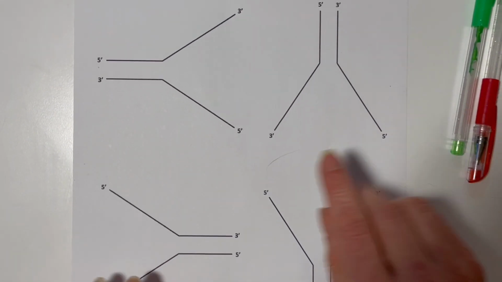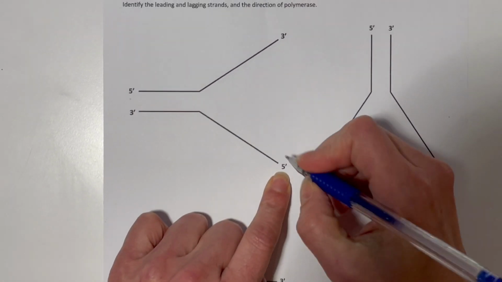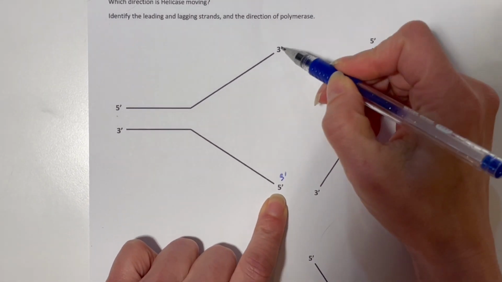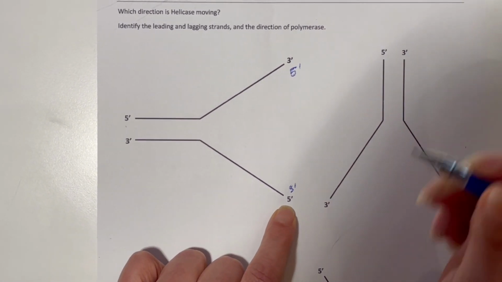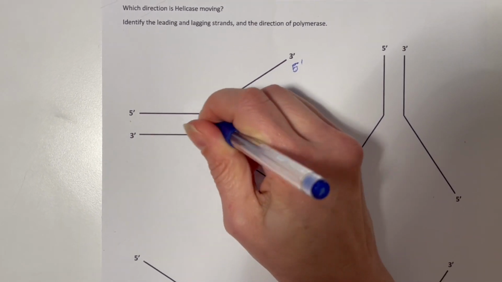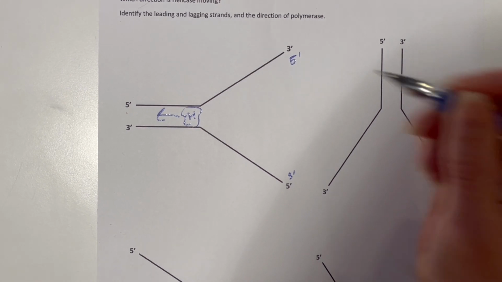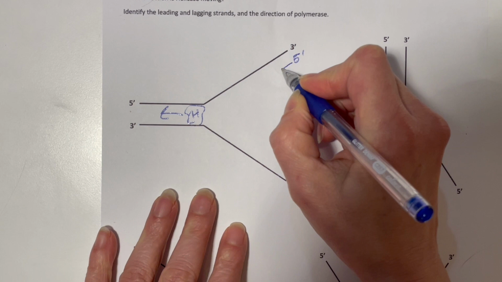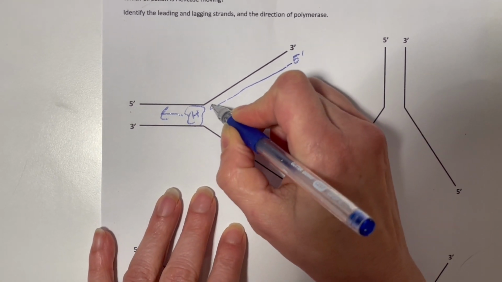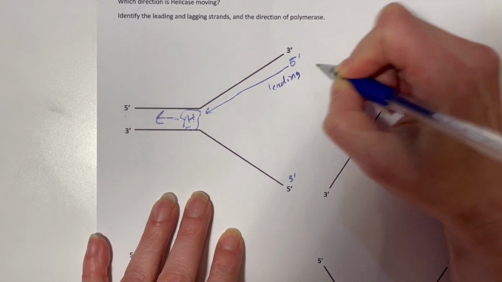So now I'm going to go over how to do the replication fork practice. If this is the 5' end, then this would be the 3' end. And if this is the 3' end, this is the 5' end. Now remember that helicase would be here, and that would be opening up your double helix in that direction. DNA polymerase builds the new strand, and DNA polymerase can only build in the 5' to 3' direction. So this would be our leading strand. So we would label it leading strand.